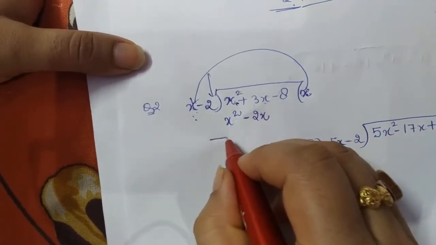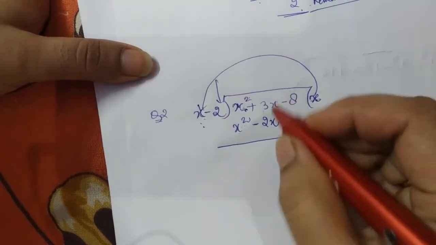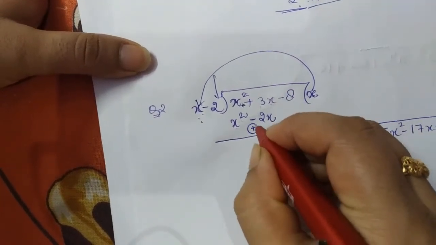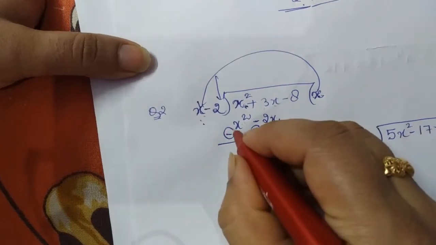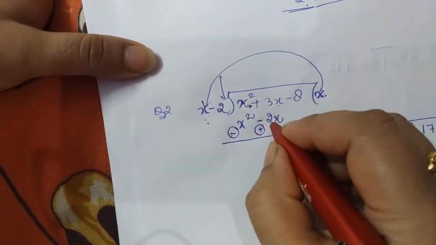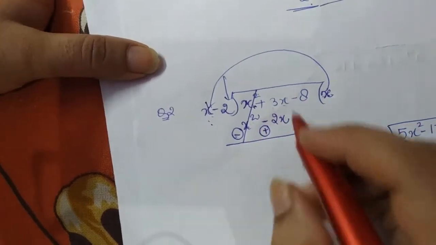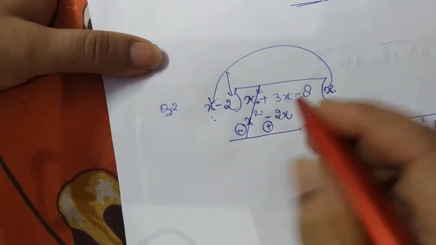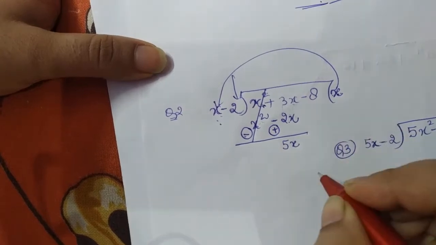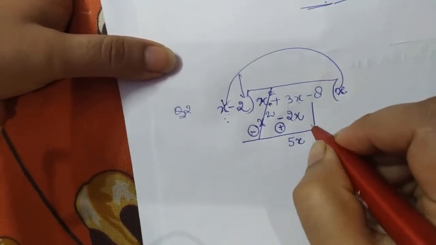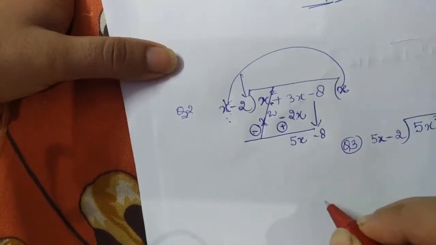Okay, now subtraction. Since we are doing algebraic subtraction, their signs have to be changed. So its new sign is minus and this term's new sign is positive. This whole term is completely cancelled. 3 plus 2, 5x. Now call the another term down.